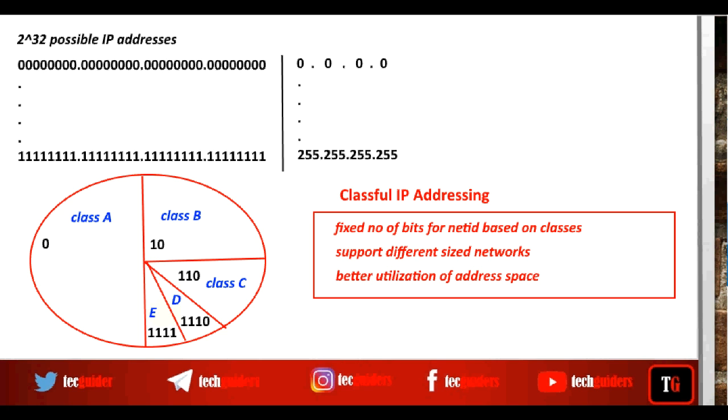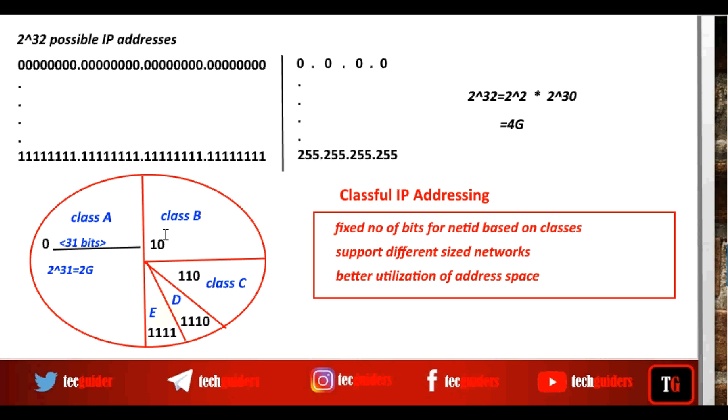With 32 bits, there are 2 power 32 possible combinations, which is equal to 2 power 2 into 2 power 30, which is equal to 4G or 4 billion IP addresses. And in class A, the first bit is fixed to be 0. Remaining there are 31 bits. With 31 bits, we can have 2 power 31 possible combinations. 2 power 31 is equal to 2 into 2 power 30, which is equal to 2G or 2 billion IP addresses belonging to class A. It means 50% of the total address space belongs to class A.